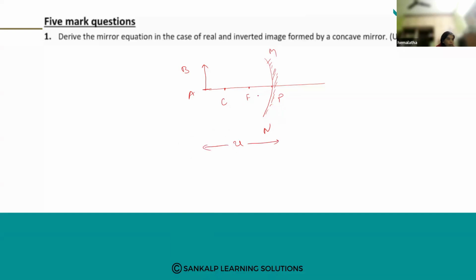We don't know where the image is formed. This is F. Correct or not? This distance is F. How much is this distance? This distance is R. Before that, we need to find where the image will be formed.